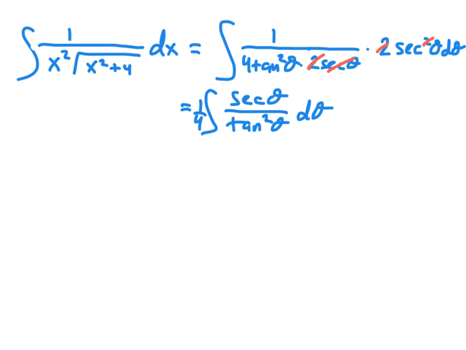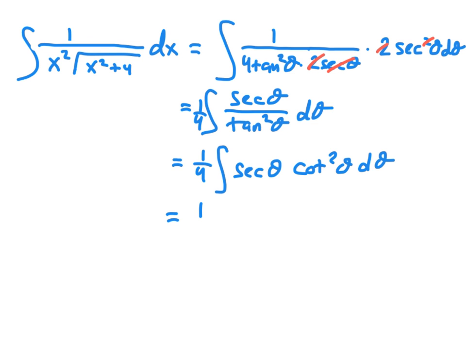Now, in order to evaluate this integral in terms of theta, we have to do a little bit of rearranging. So for example, instead of dividing by tangent squared, we can think of that same integral as multiplying by the cotangent squared. So instead of having a tangent squared in the denominator, we'll move that term to the numerator, but we have to take the reciprocal of it, which is the cotangent squared.